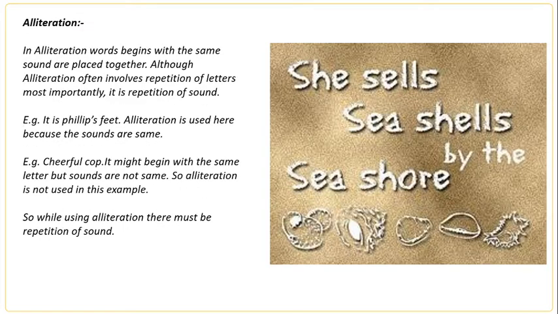Next, alliteration. In alliteration, words begin with the same sound or are placed together. Although alliteration often involves repetition of letters, most importantly it is repetition of sound. Example, Philip's feet. Alliteration is used here because the sounds are the same. Example, cheerful cough. It might begin with the same letters but the sounds are not the same, so alliteration is not used in this example. So it is very important to keep in mind that while using alliteration there must be repetition of sound. There should not be only repetition of the letters or the words.